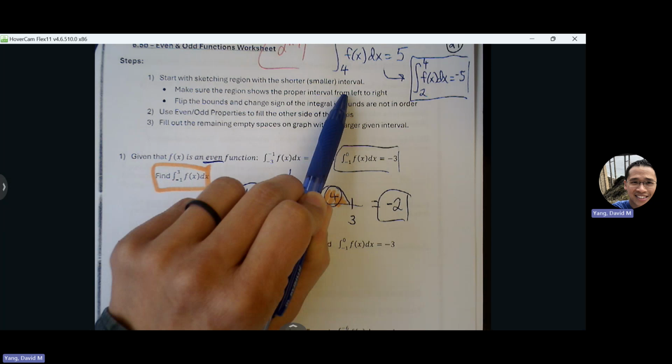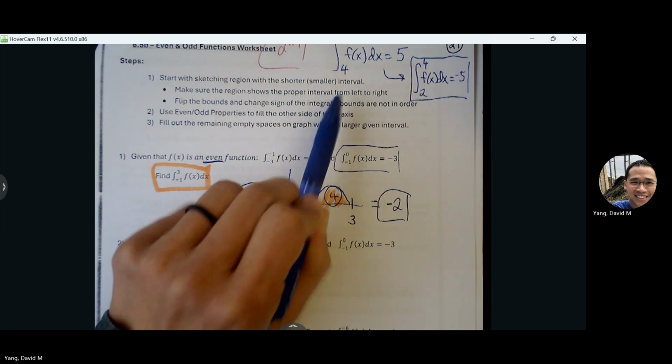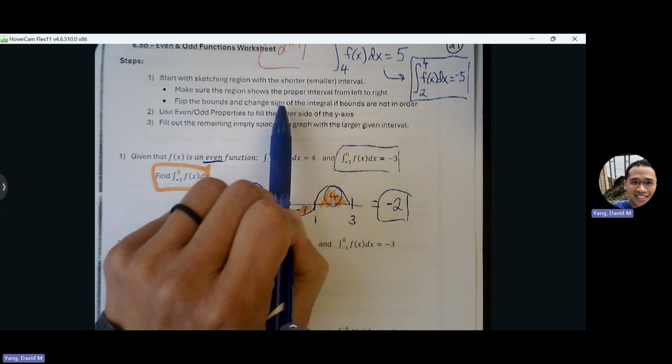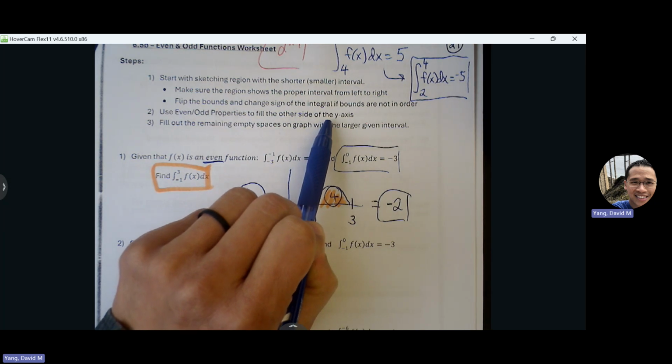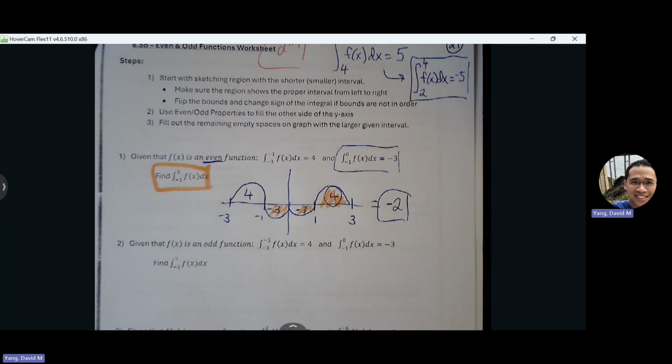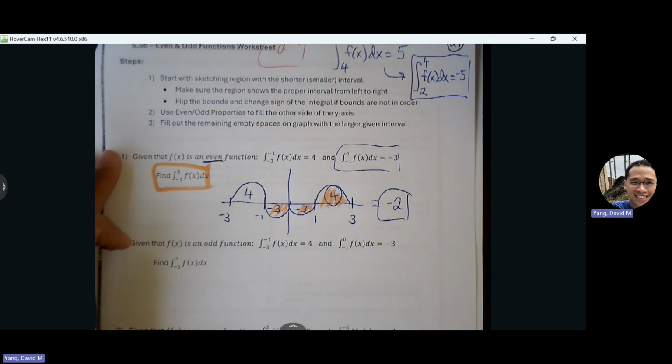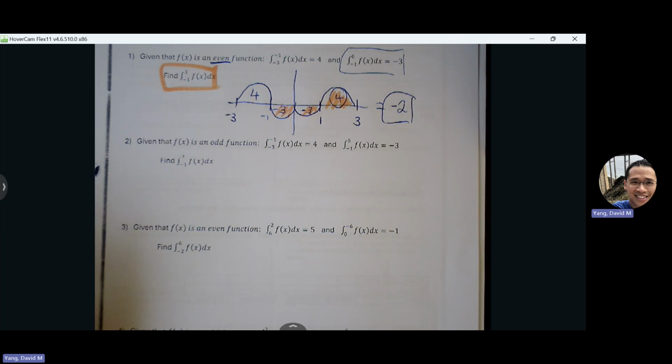You're going to make an exact copy if it's even. If it's odd, you're going to make it equal but opposite. Then after that, you're going to focus your attention on the larger interval and see if you can build that, and also use even and odd function to fill out both sides of the y-axis. And then at the end, you're just adding up the areas of the regions they're asking you to add up. All right, so go ahead and try number 2, and I'll work through it at the same time that you do.